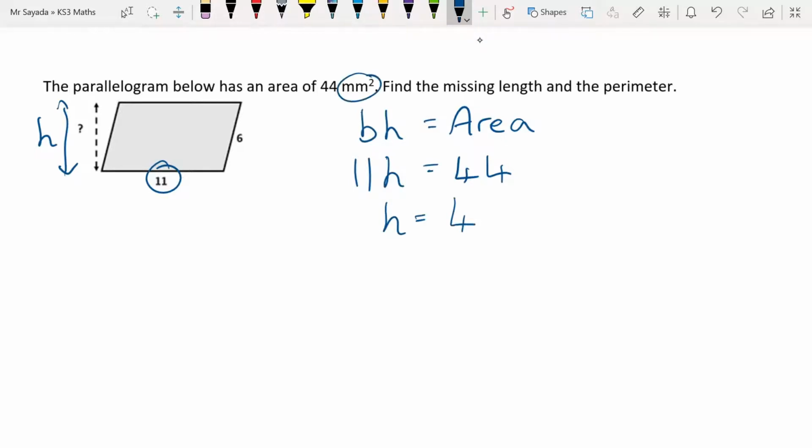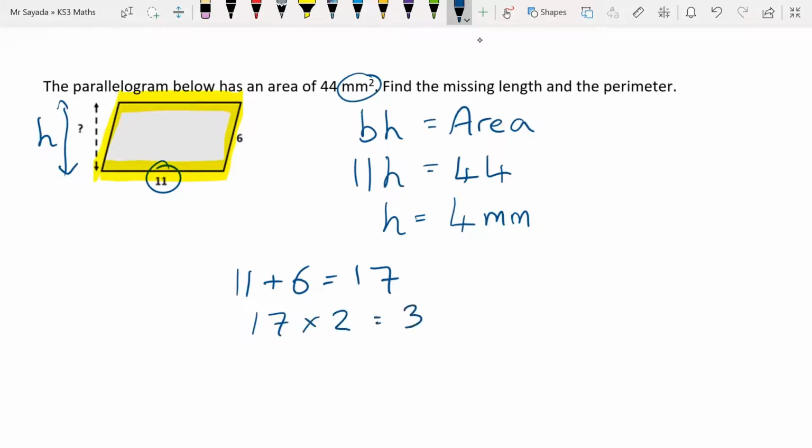Notice that the units here were millimeters squared, so my height should actually be millimeters. If you wrote centimeters, please correct it and put millimeters. Now that I know that missing length, I'm going to work out the perimeter, although I don't actually need h to work out the perimeter, because perimeter is the distance around a 2D shape. So I do that side plus that side. That adds up to 17. And then I add the other two sides as well, this side and this side. So that's going to be another 17. So 17 times 2 is 34 millimeters. So the height of the parallelogram, the missing length, is 4 millimeters. And the perimeter, the distance around the 2D shape, is 34 millimeters.